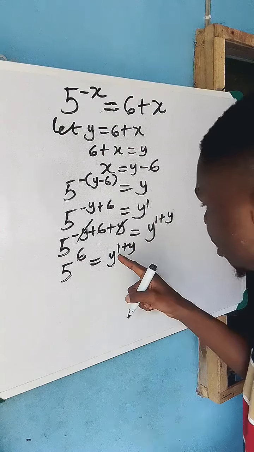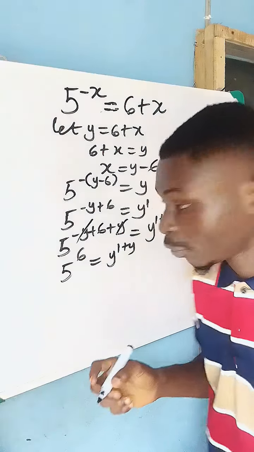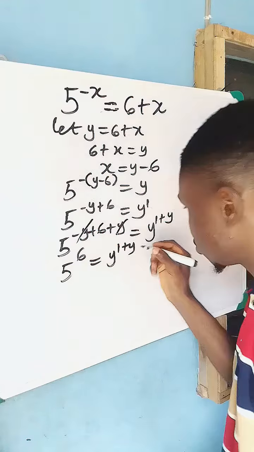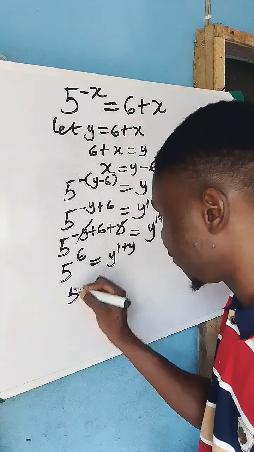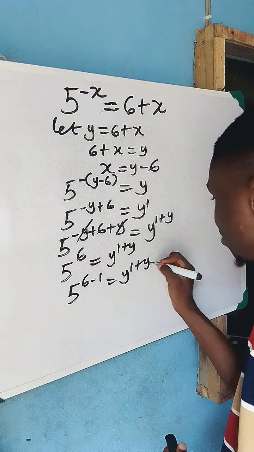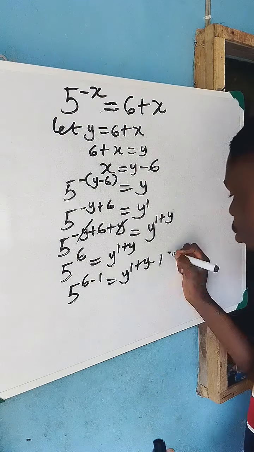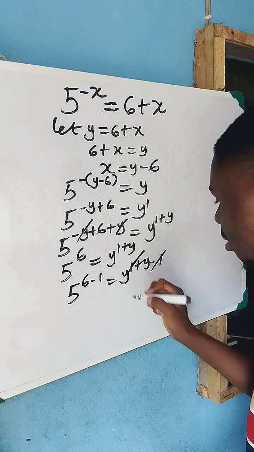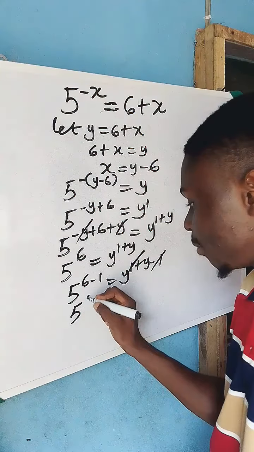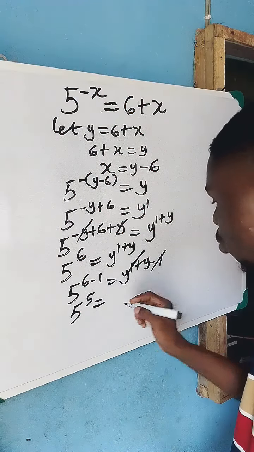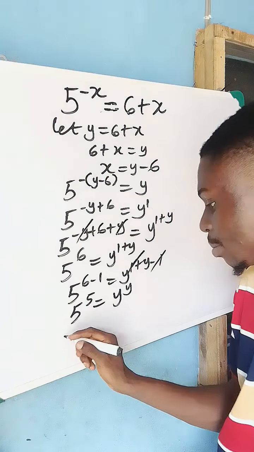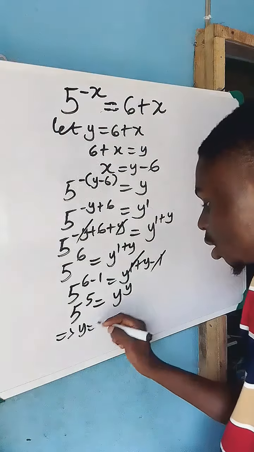Now let's look for a way we can clear this 1 as well. Of course, if you subtract both powers by 1, we are going to do that. Watch this out. So this one becomes 5 to the power of 6 minus 1 equals y to the power of 1 plus y minus 1. So this one cancels out. We are left with 6 minus 1, which will give you 5. So this becomes 5 to the power of 5 is equal to y to the power of y. So let's compare the equation. Now this implies that the value of y is equal to 5.